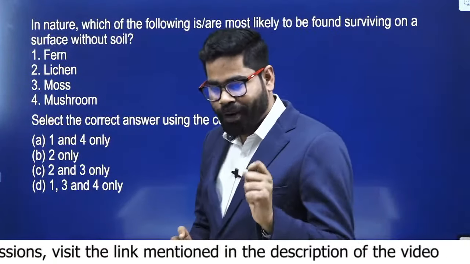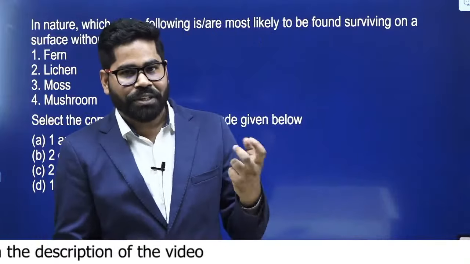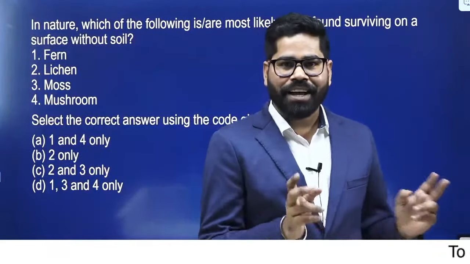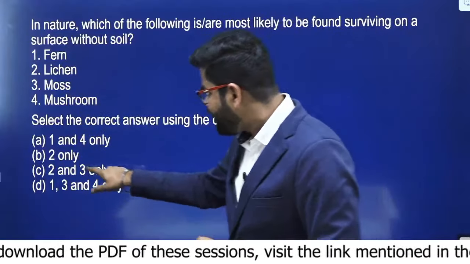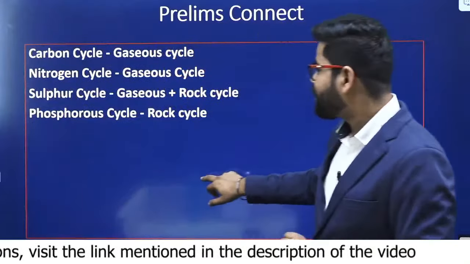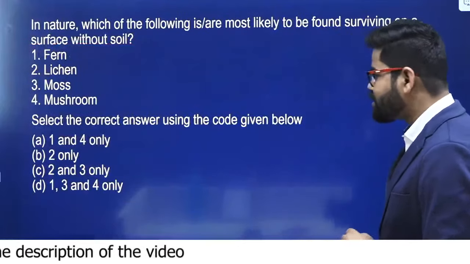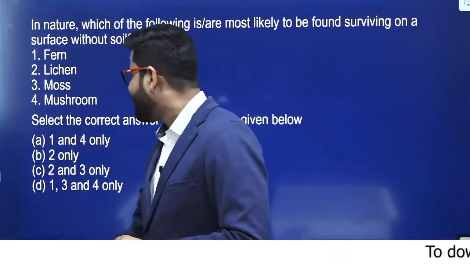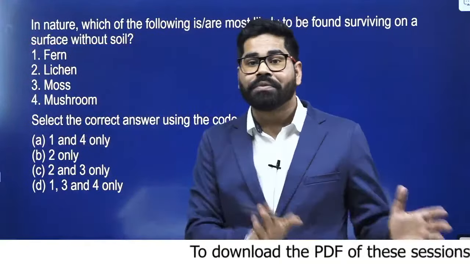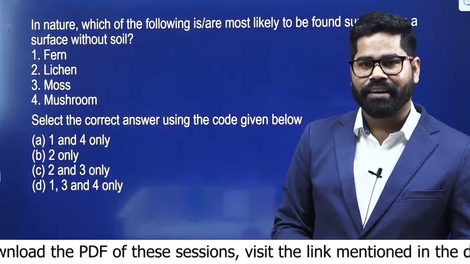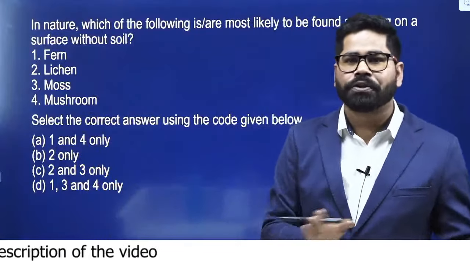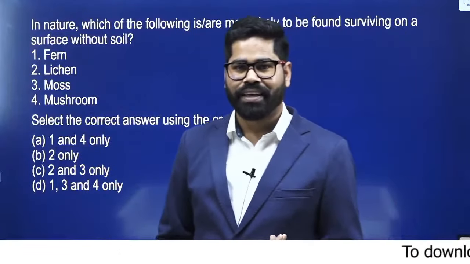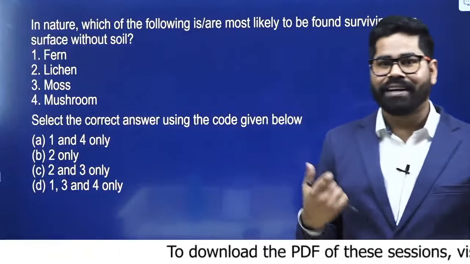See here, when we are talking about the pioneer communities, here we are having lichens and mosses. So in this question, the answer would be C, 2 and 3 only. Okay, they too can grow even without the soil. Okay, whereas when we are talking about the mushroom or fern, they require some amount of humus in order to grow. Some amount of dead and organic matter is required.